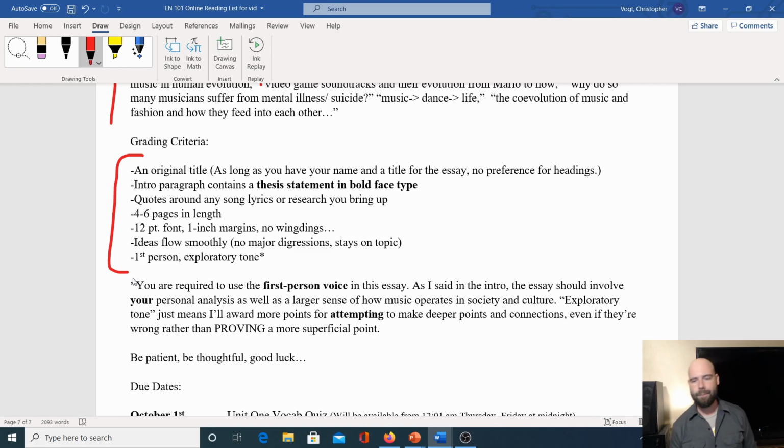So if you've met minimums like it has a title on it, you put your thesis in boldface type in the intro paragraph, anytime you quote from the song's lyrics directly or any research that you do, just throw quote marks around them. By the way, no worries about MLA in-text citation for this essay.